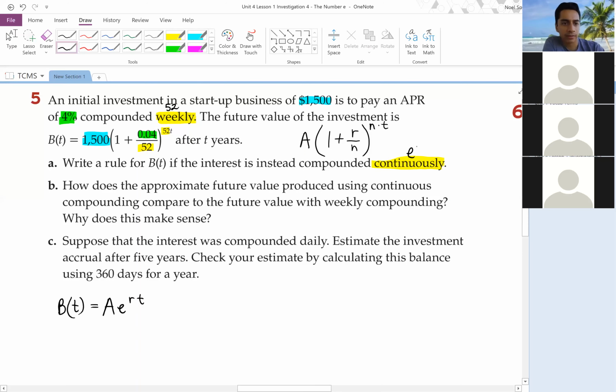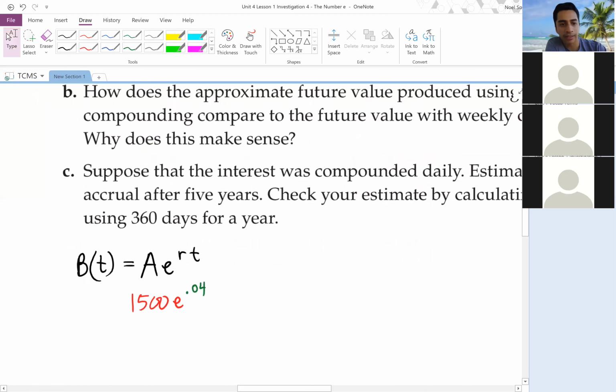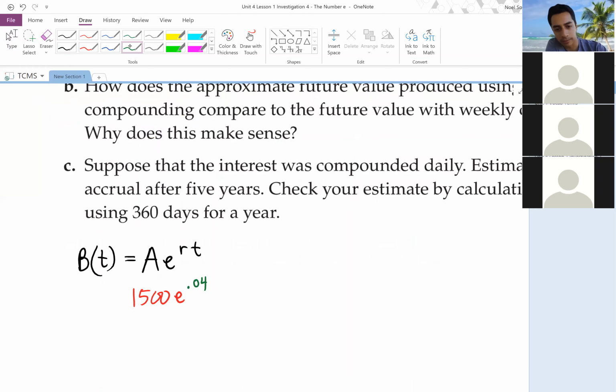So then your initial value, which is the 1500, represents a, so you have 1500, you have e, and you have to identify the rate. The rate is 4%, so we change that to a decimal, which is 0.04. And then the time, that's the thing we don't know. They haven't told us to calculate anything yet, so we can just leave it as a t. And then all of this is equal to B of t.